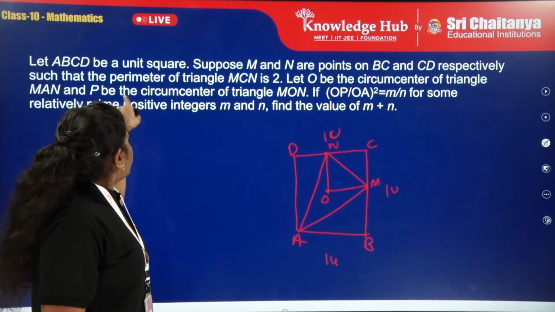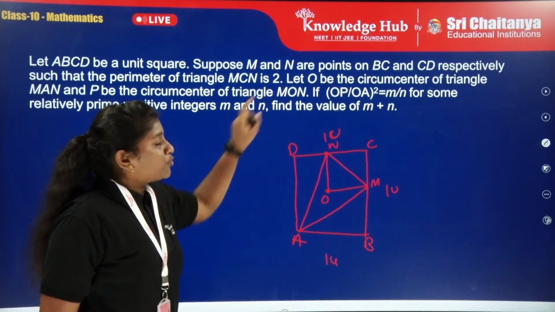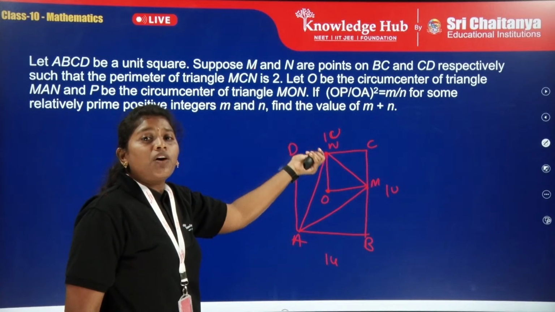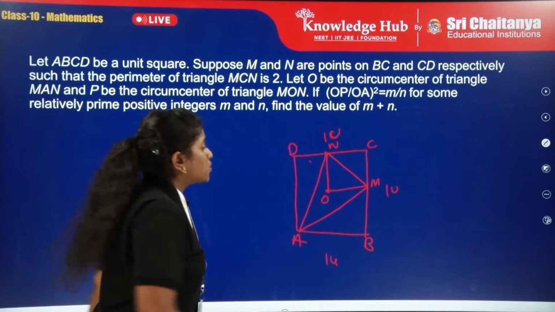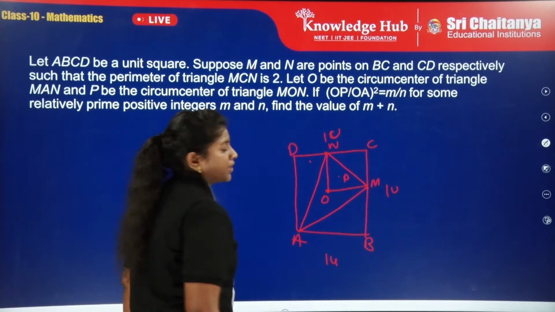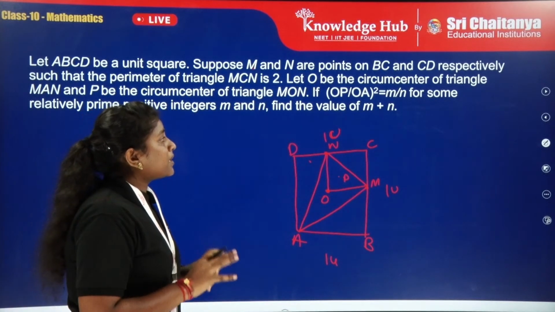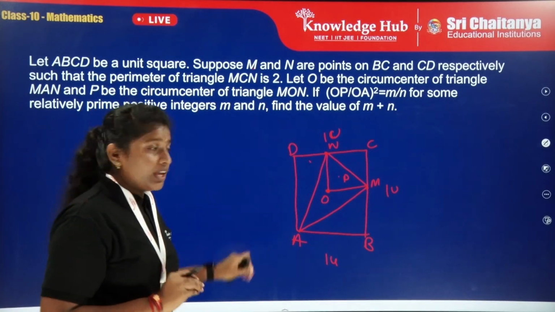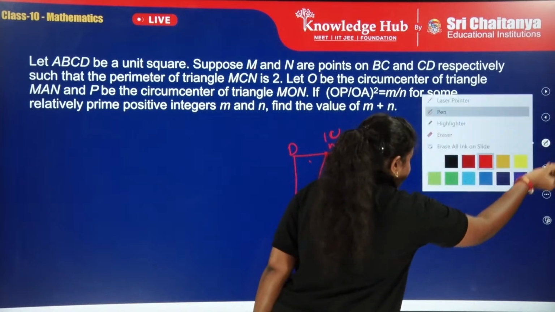Because they gave that P is the circumcenter of the triangle MON. So they are saying the triangle MON, so I have to join ON and OM. Now the circumcenter of this triangle will become your P. Okay. So now I have represented the given information in my diagram. Let's see what the diagram will be.